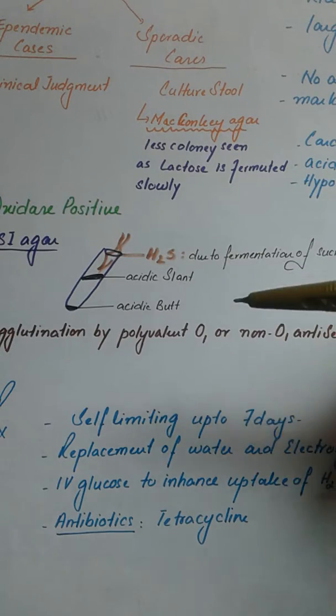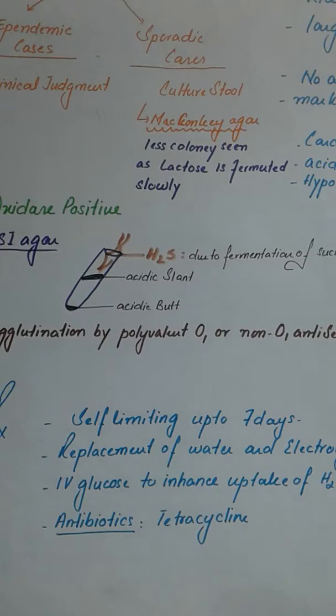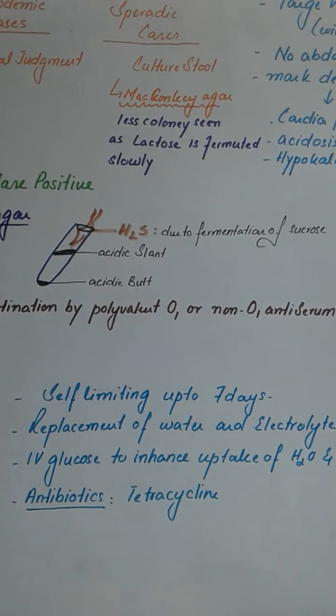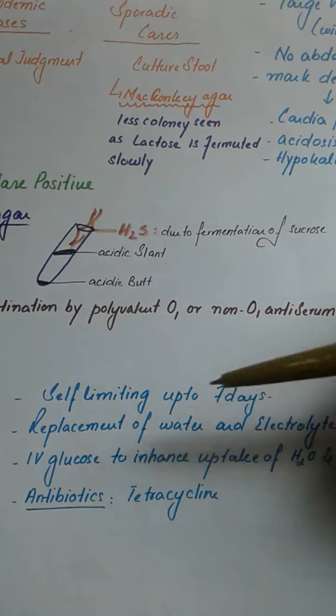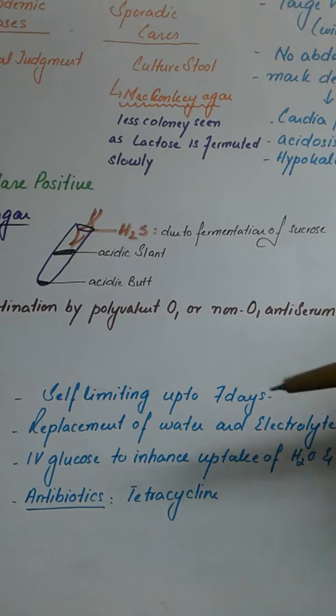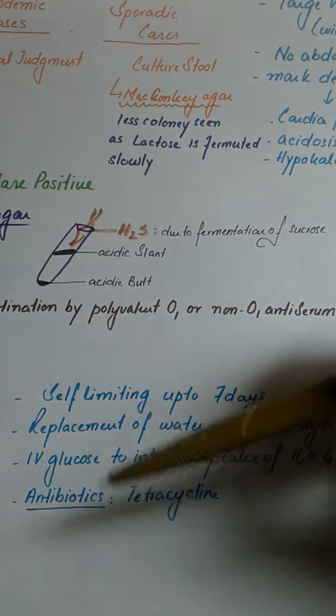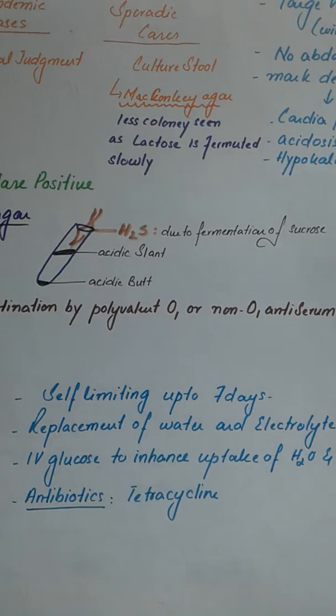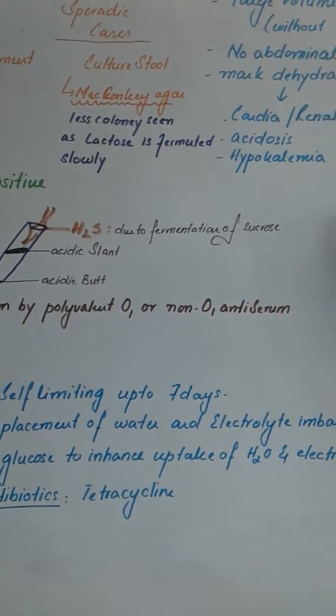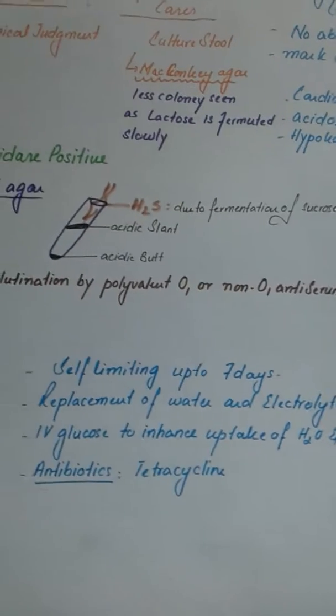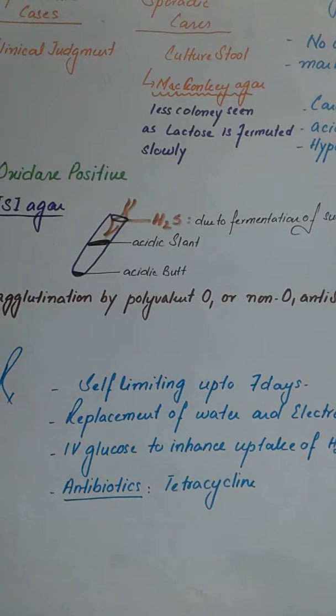What we have to do is continuously hydrate the patient, because the diarrhea would result in dehydration, and that is the actual thing that is leading to death. So we need to replace water and electrolytes, but in order to replace them, we have to infuse the patient with glucose because it enhances the uptake of water as well as electrolytes. Now, the antibiotic of choice for this organism is tetracyclines.